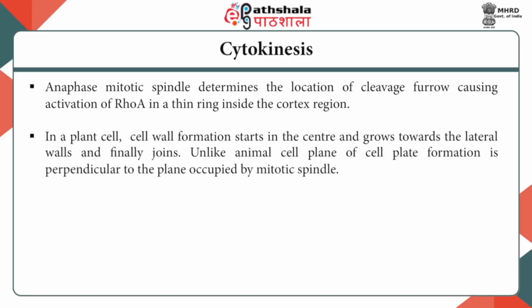In case of a plant cell, the cell wall formation starts in the center and grows laterally and finally divides the cell. Unlike in animal cell division, the plane of cell plate formation is perpendicular to the plane occupied by the mitotic spindle. So now just imagine what would happen if karyokinesis is not followed by cytokinesis.